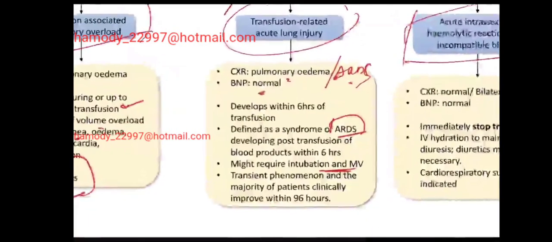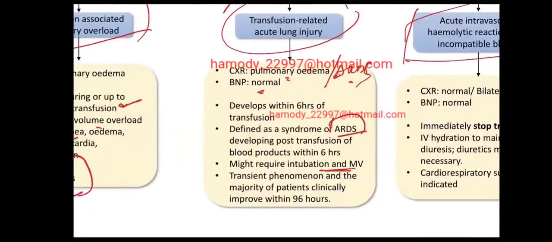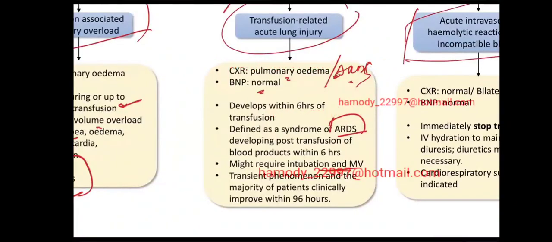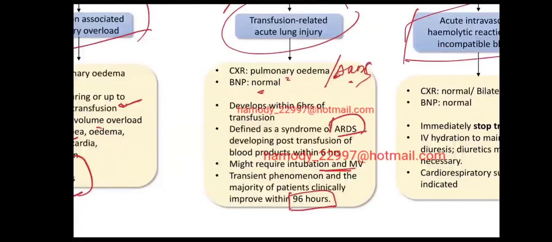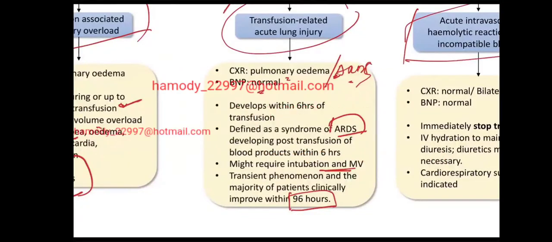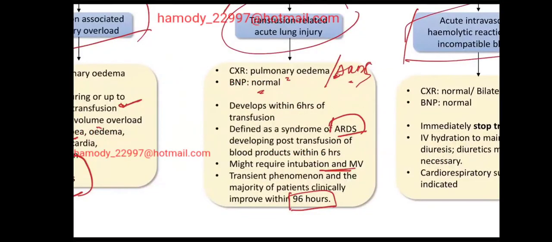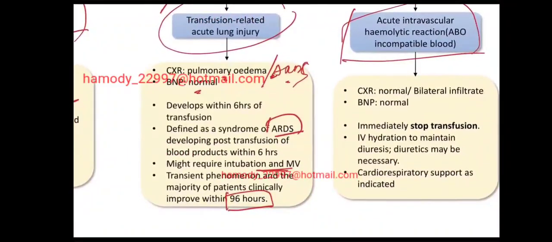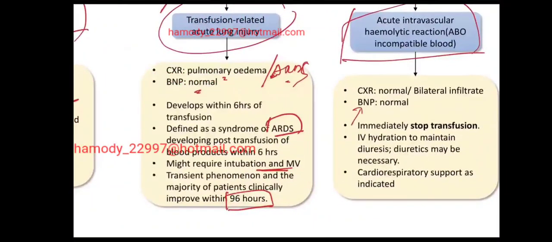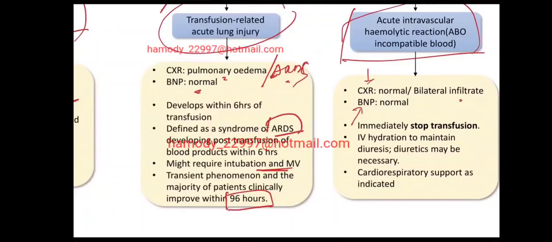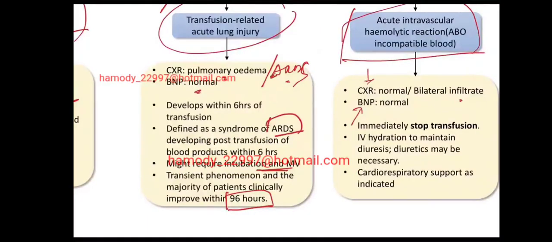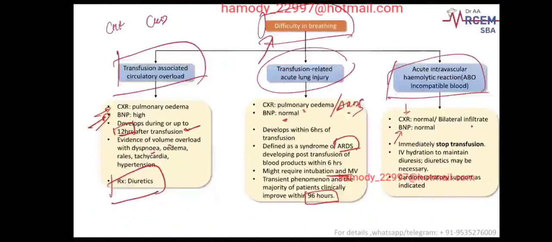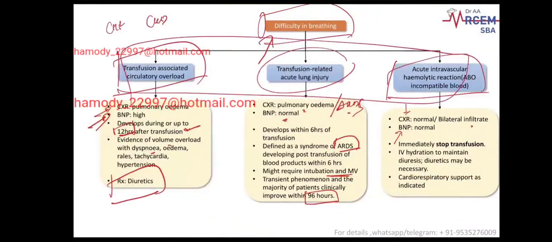Intubate and support them with a mechanical ventilator. Usually, it is a transient phenomenon. If you can support them for 3 to 4 days, that is 96 hours, they recover completely by themselves. Coming to the acute intravascular hemolytic reaction, here BNP will be normal, and chest X-ray usually will be normal, or sometimes bilateral infiltrates might be present. So what will help you? Chest X-ray and BNP will help you to differentiate between all these three diagnoses I mentioned here.